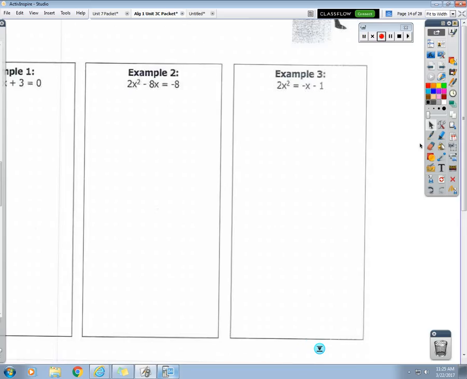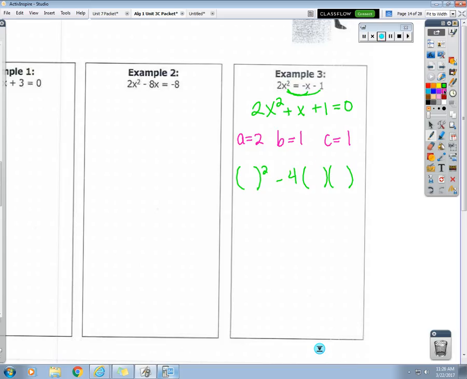Okay, example 3. What do I need to do first? Okay, so I am going to add everything over to the 2x squared. So wouldn't that mean add the x over and add the 1 over? So now what's your a value? What's your b value? And what's your c value? Now I'm going to find the discriminant, b squared minus 4 times a times c. What goes in the b place? A and c. Now type that in and tell me what the discriminant is.